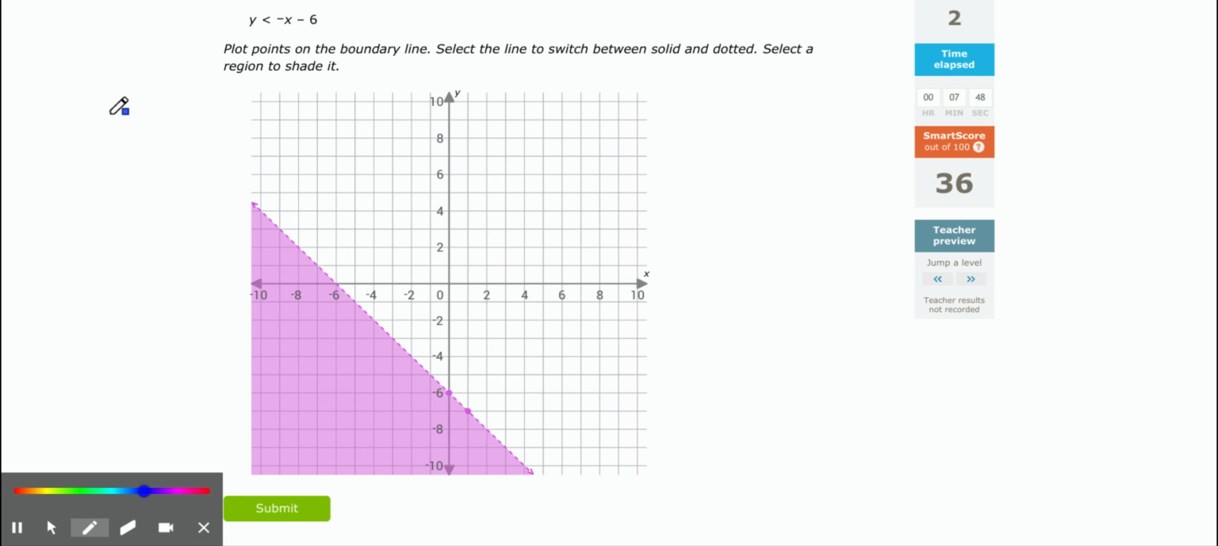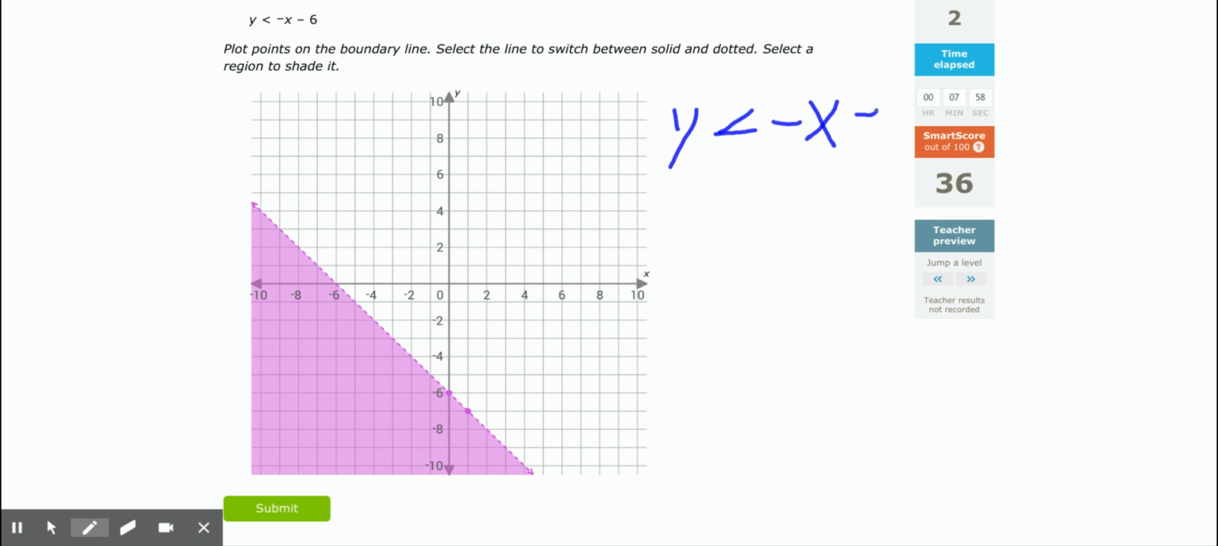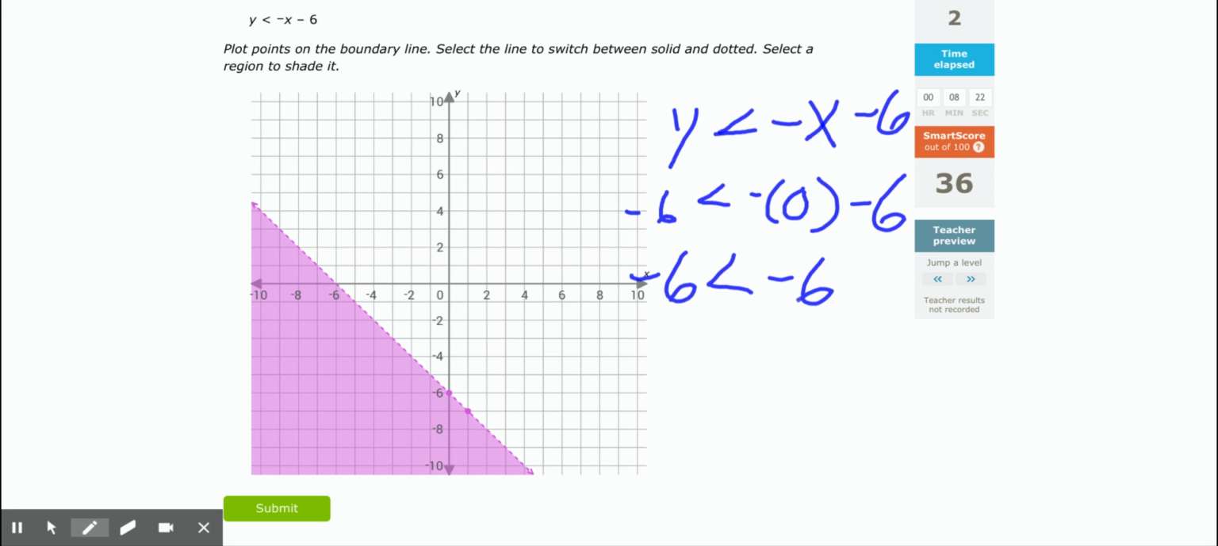All right, real quick, to explain what I meant about plugging in this point here of 0, -6, I'm going to rewrite here. If I plugged in a point that was on the line, it shouldn't work because it's going to be dotted. So let's try that. The y value is -6 less than -0. That's not really going to do anything, and -0 basically goes away. So I'm going to end up with -6 is less than -6. We know that is not true, so that's why it doesn't work.